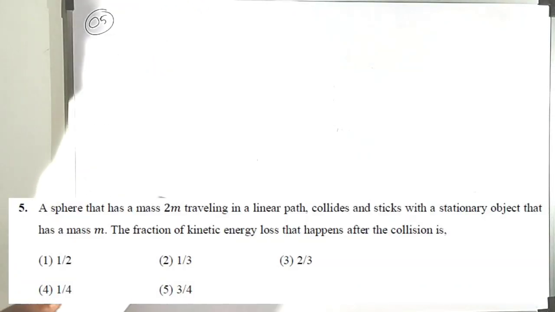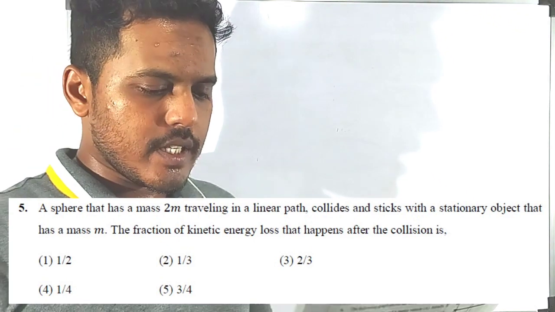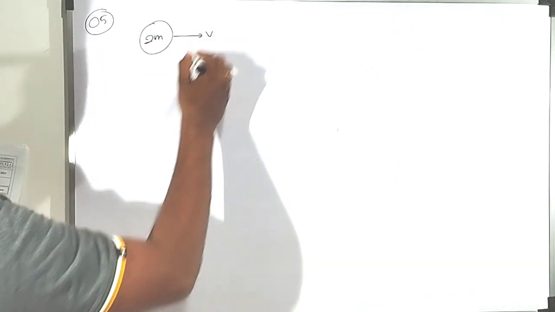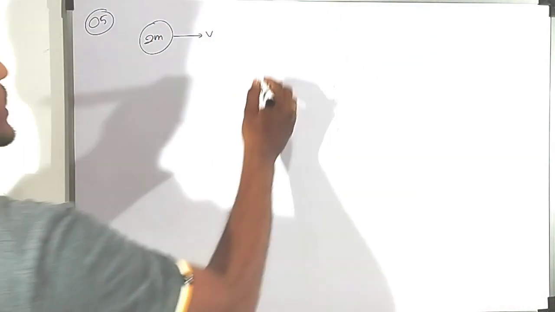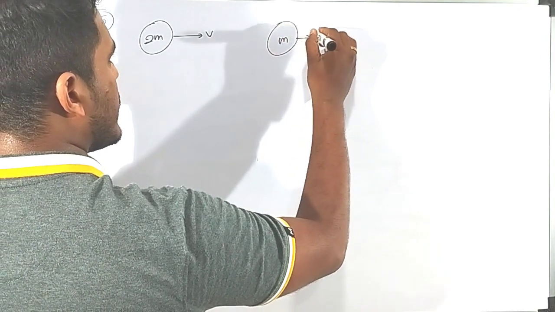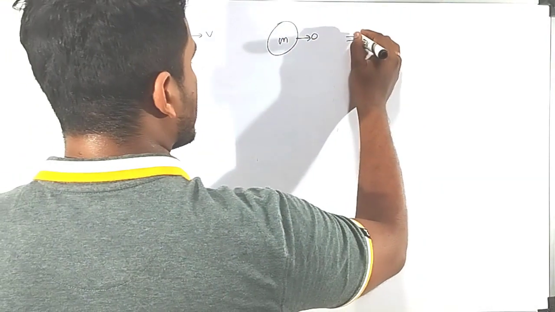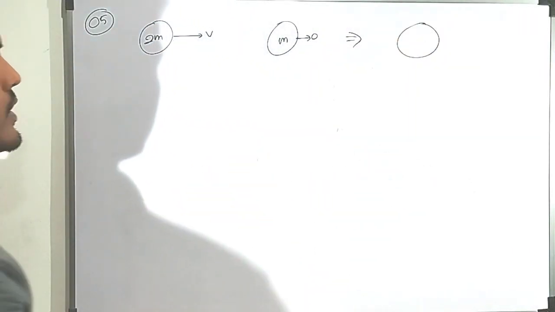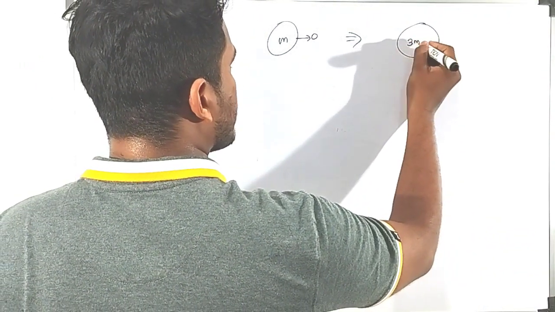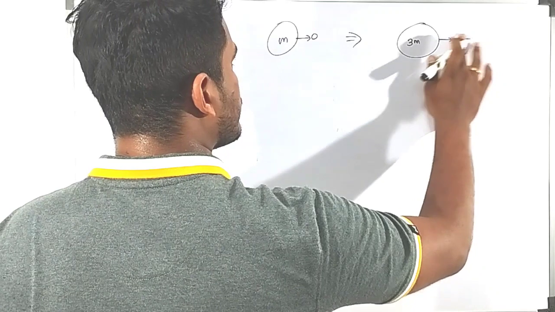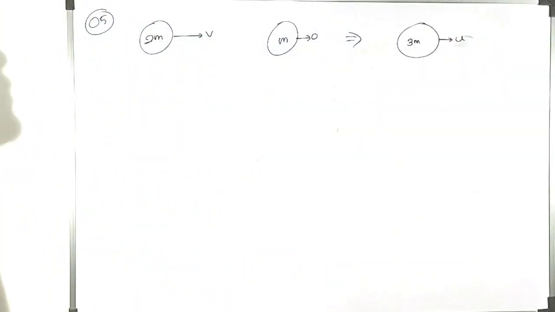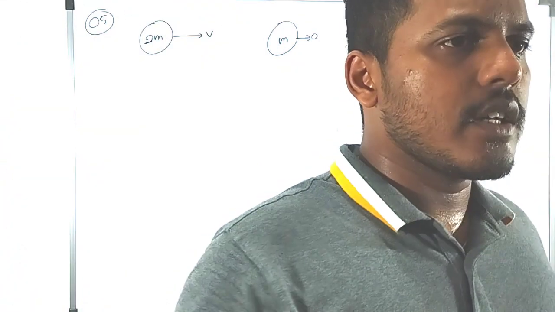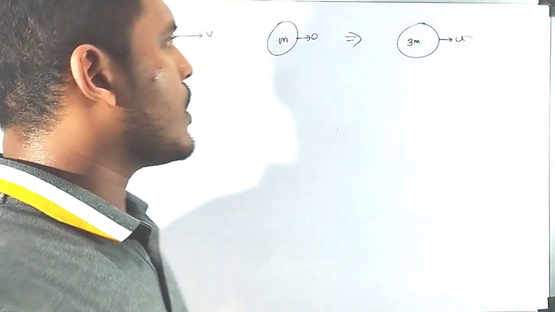Fifth one. A sphere that has mass 2m is moving with velocity v and collides with another sphere of mass m that is initially at rest. After the collision, the two spheres stick together, so the total mass will be 3m and the final velocity will be u. Since the two spheres stick together after the collision, the collision is inelastic.